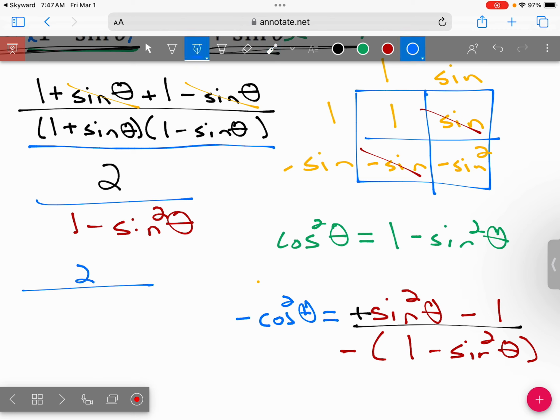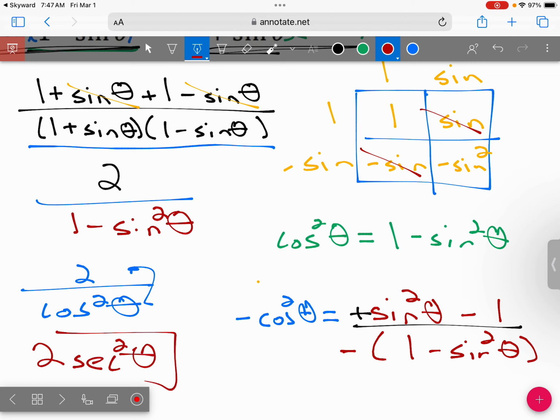So yeah, we have 2 on this problem over cosine squared theta. We're not done until everything is upstairs. We bring that cosine theta upstairs, and we get that our final answer is 2 times the sister of cosine, secant. 2 times secant squared theta.